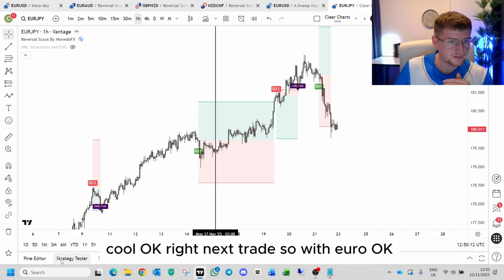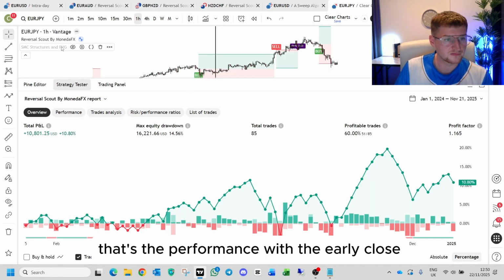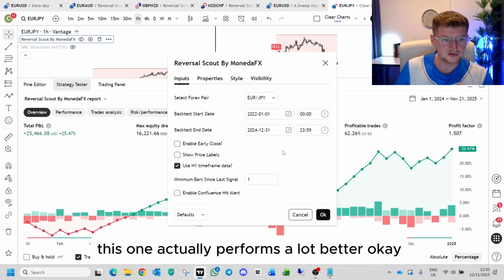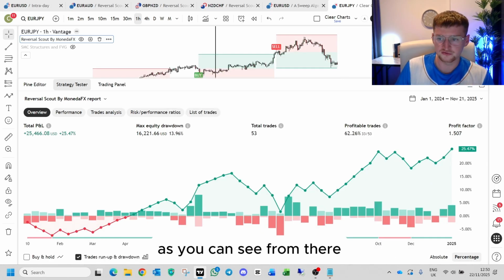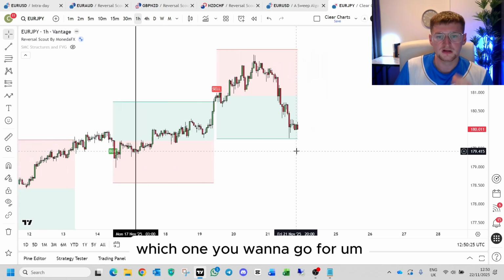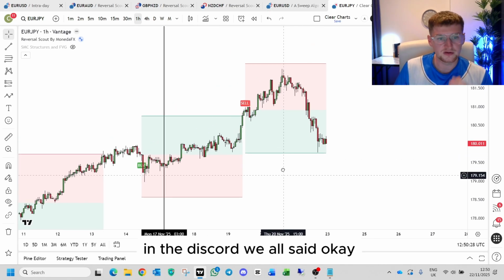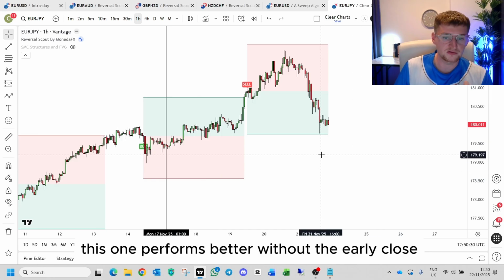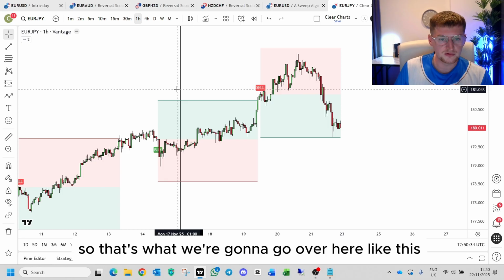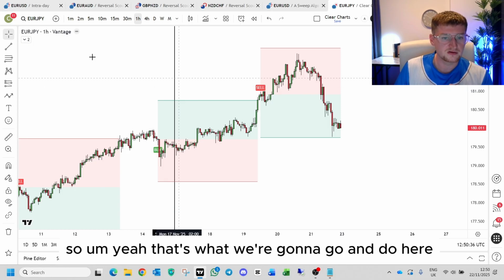So with Euro, okay, that's the performance with the early close, but without the early close, this one actually performs a lot better. Okay, as you can see from there. So you kind of have the choice which one you want to go for. In the Discord, we all said, okay, this one performs better without the early close, so let's trade it like that to maximize our bias. So that's what we're going to go and do here.